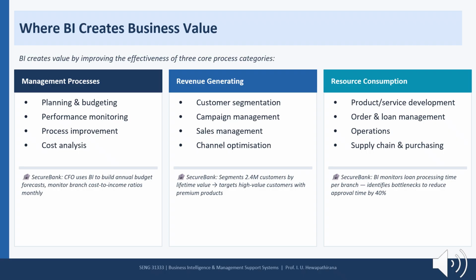What is important to understand here is that BI does not just add value in one corner of the organization. When implemented properly, it improves decision-making across all 3 of these process categories simultaneously. That is why companies with mature BI capabilities consistently outperform those without.